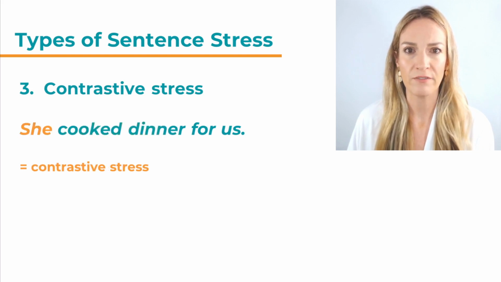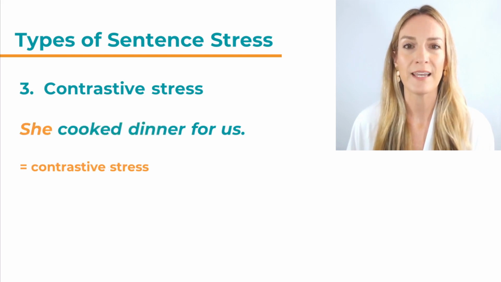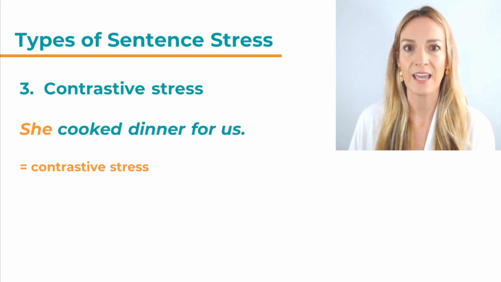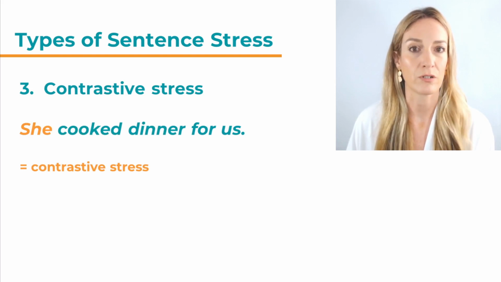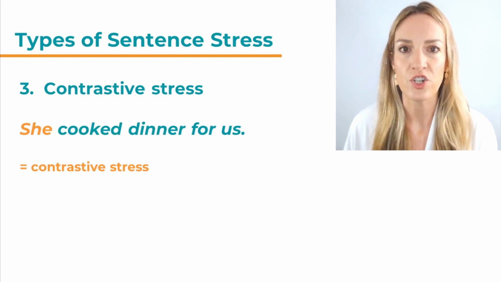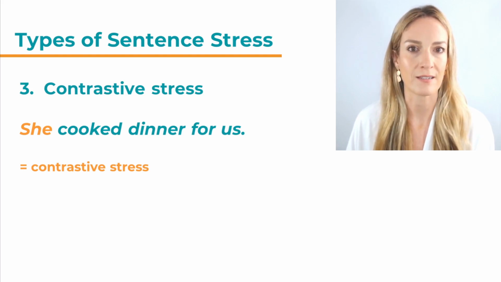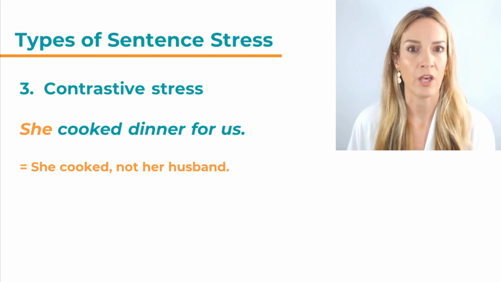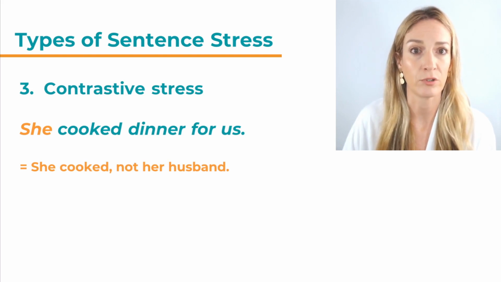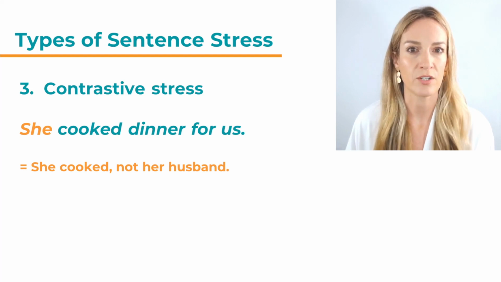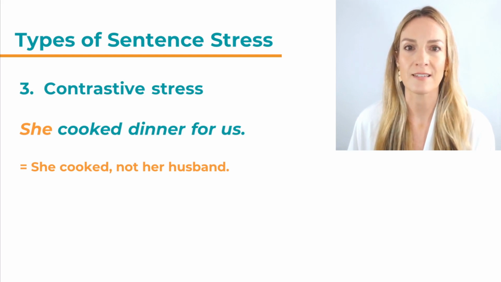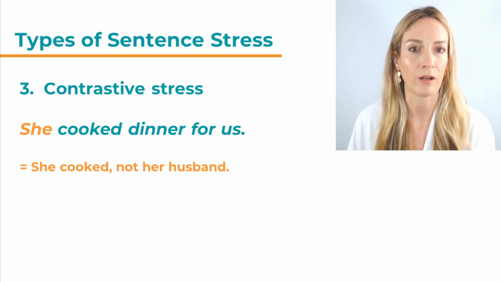But if we shift the stress and we place it on she instead, this is what we call contrastive stress. We change the meaning of the sentence. She cooked dinner for us. What am I trying to tell my listener? I'm saying that it was her who cooked dinner and not somebody else, maybe her husband or her mother. So she cooked dinner for us. This sentence has a slightly different meaning to the one before.